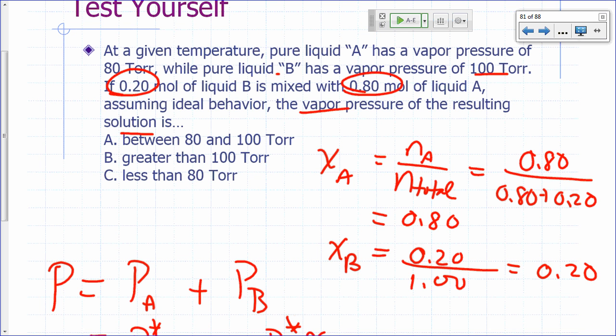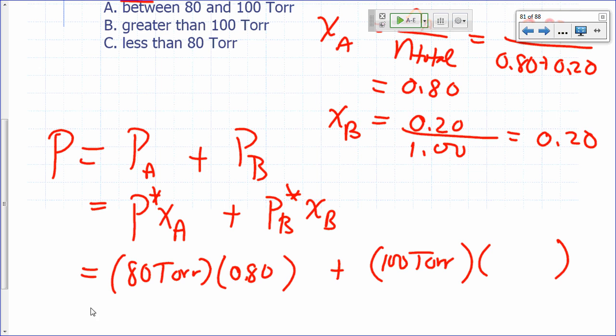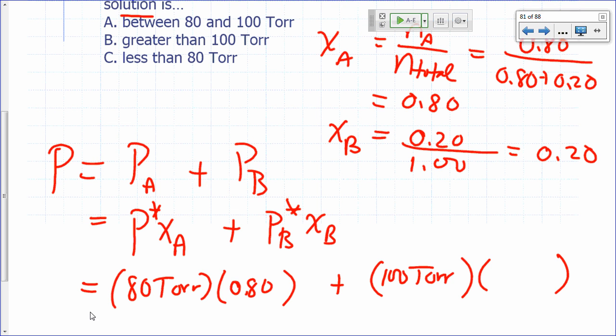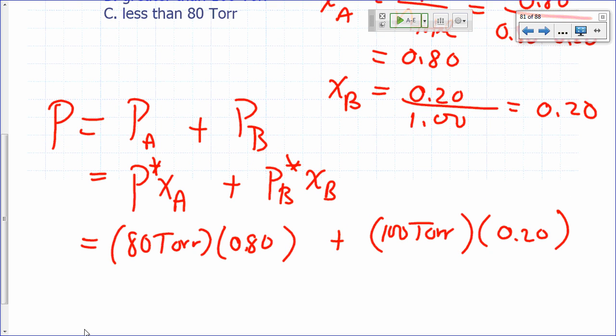So let's plug those numbers in. The mole fraction of A is 0.8, and the mole fraction of B is 0.20. You can see that the vapor pressure of A is lowered to 80% of what it was. The vapor pressure of B is also lowered, to only 20% of what it would be if it were pure.